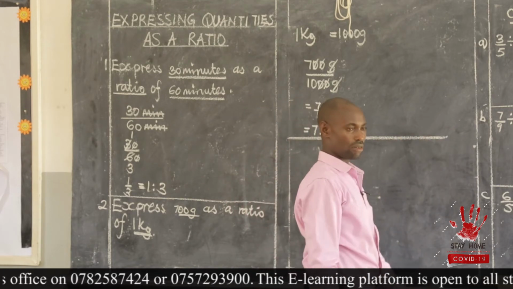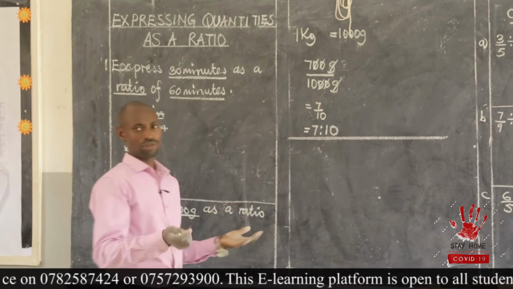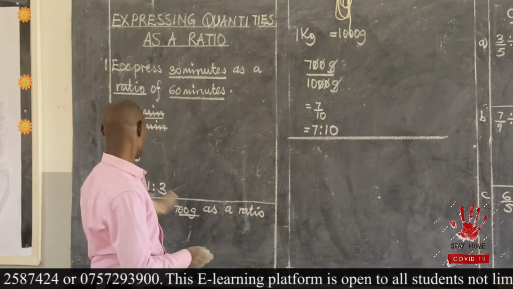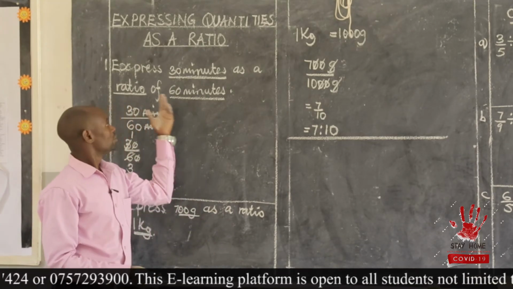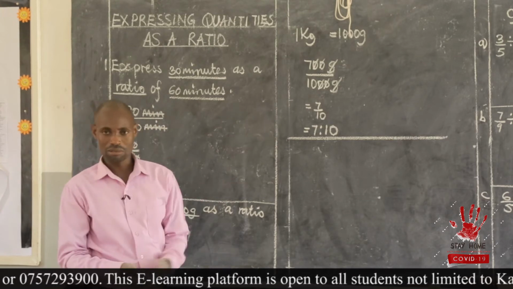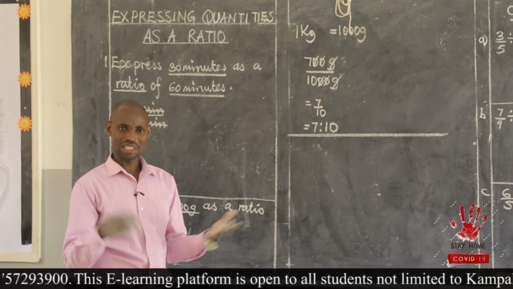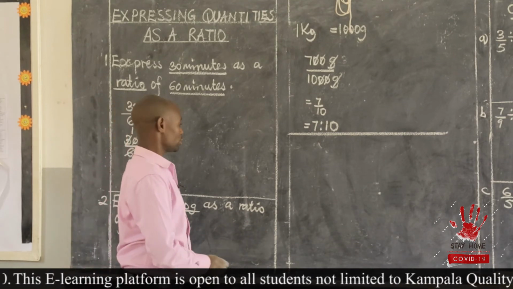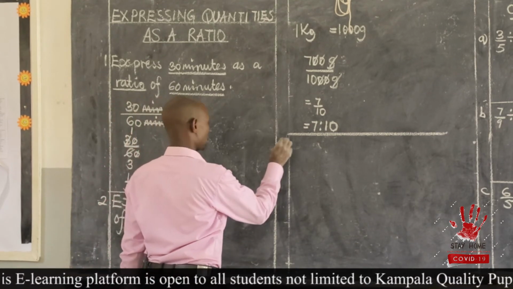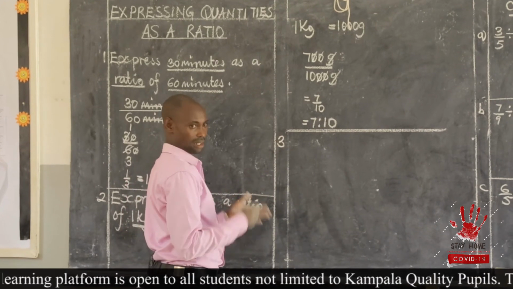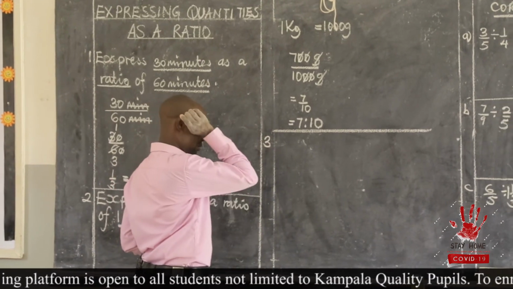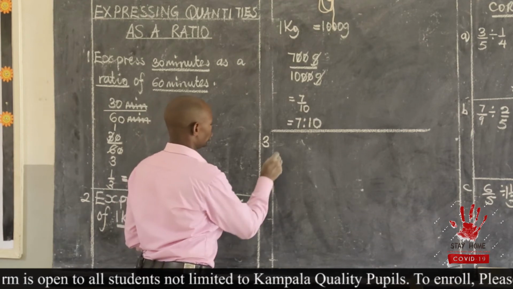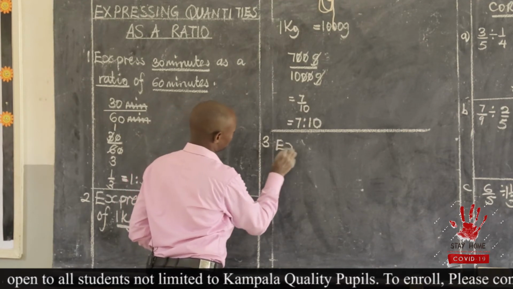Can you think of any other unit which we can use to measure quantities? We have looked at minutes. We have looked at kilograms and grams. Which other units can we use? We can also have meters and kilometers. So in number 3, let's look at one more example whereby we are going to deal with meters and kilometers.